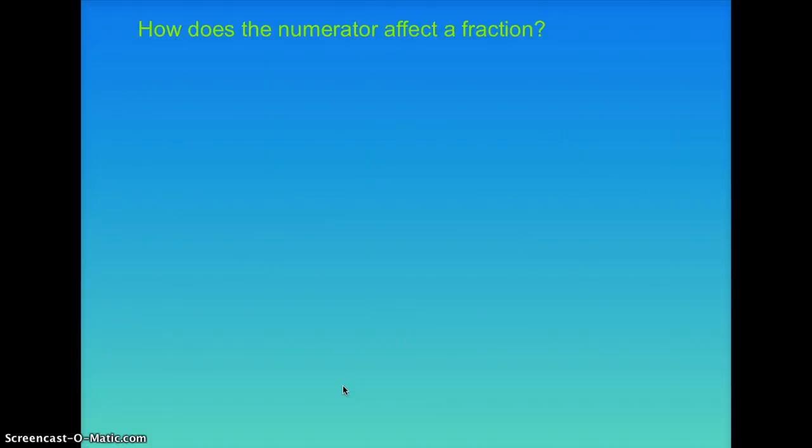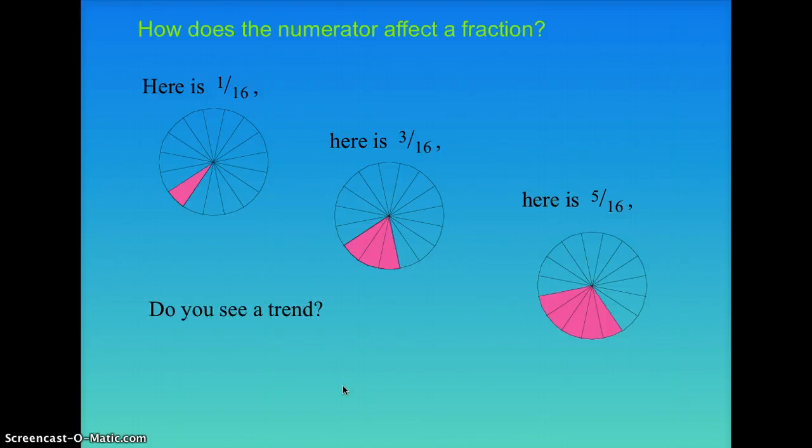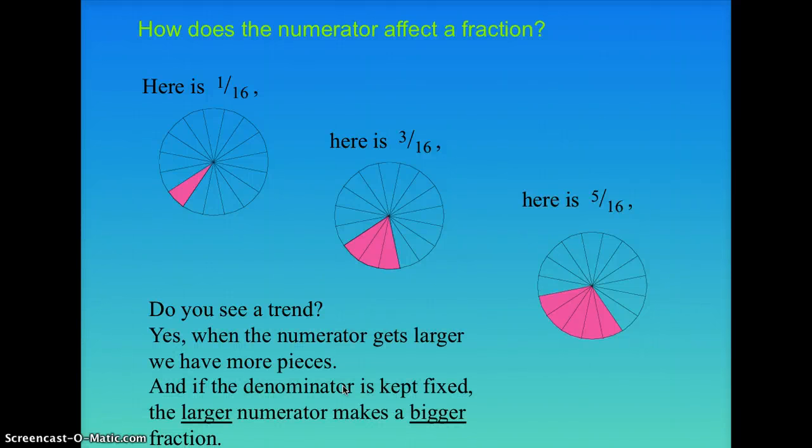All right, now let's look at how the numerator affects the fraction. I've got 1/16, 3/16, 5/16. Do you see what's going on here? Now the denominator is staying consistent and the numerator is changing. When the numerator gets larger, we have more pieces. If the denominator stays the same, then the larger the numerator, the larger the fraction.